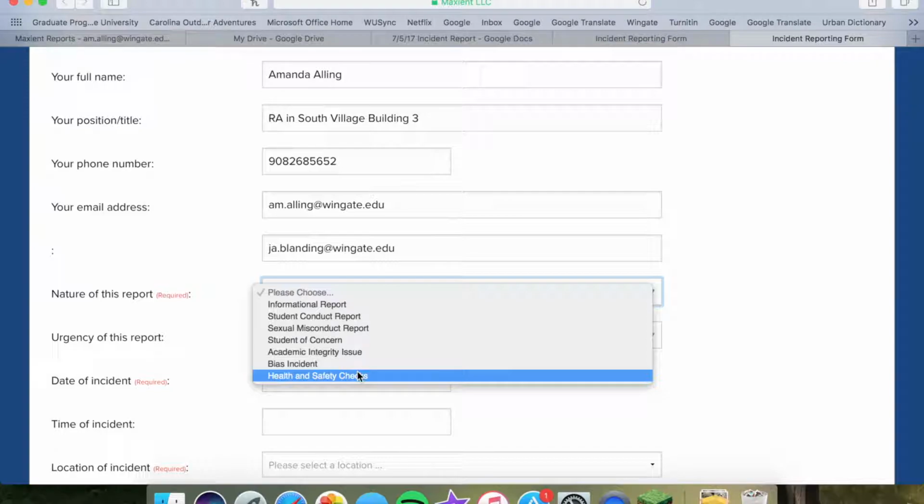Lastly, there is the health and safety checks report you can choose. So if you and your RD come across something during these checks and they need to be documented, whether it be a candle you find or an extreme amount of trash, this is when you choose that option.